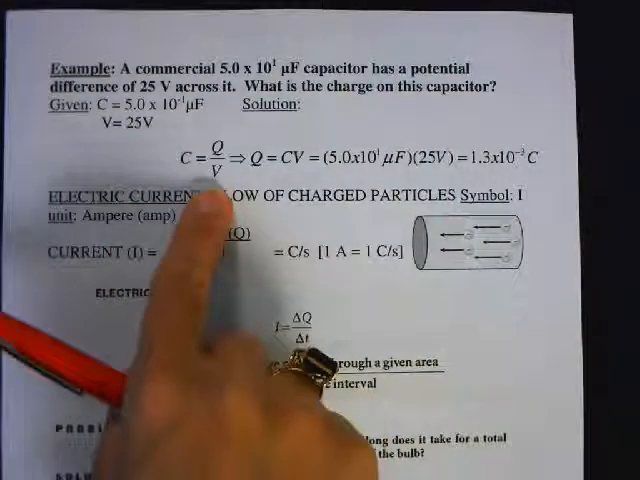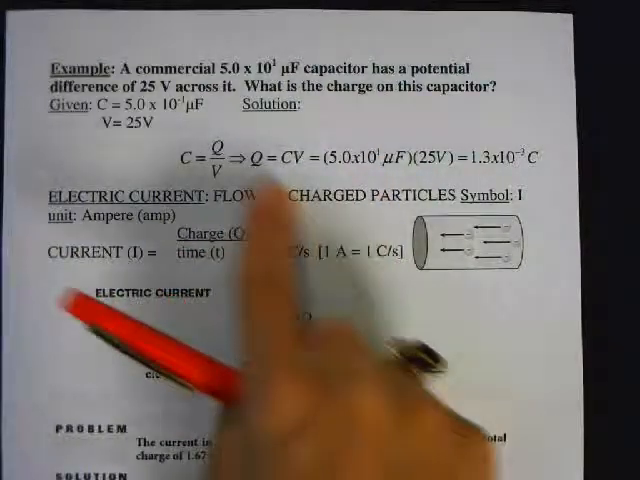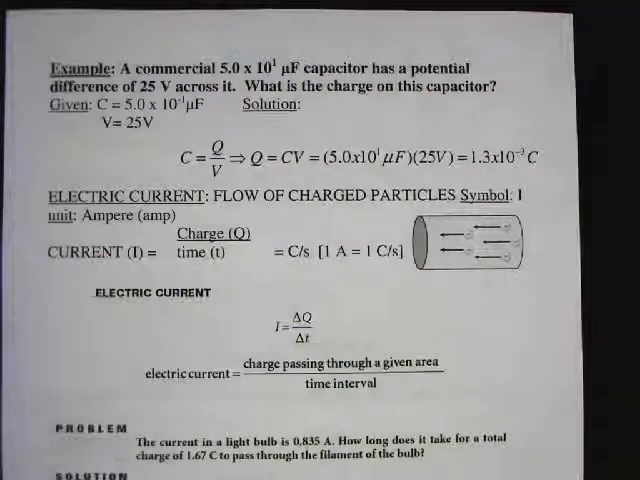So C is equal to Q over V. I rearrange the equation to solve for the unknown in terms of the known. So Q is equal to CV. Substitute in my values and solve. And that's it.